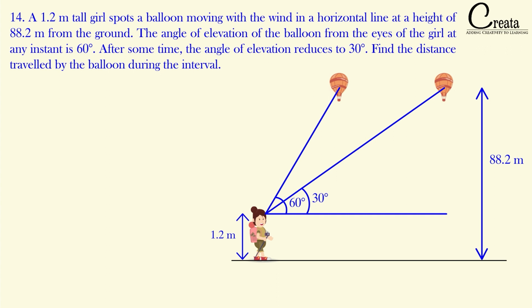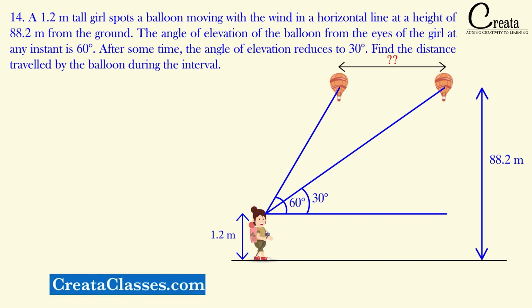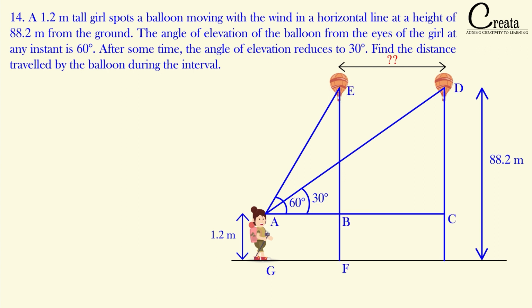In this question we have to find the distance traveled by the balloon, that is the distance between these two points. So this is the scenario given in the question. Here let's mark the different points as A, B, C, D, E, F and G. Are you able to observe the different triangles in the given figure? These two triangles are the right angle triangles in the given figure. Firstly the triangle ABE and the second is the triangle ACD. These are the two right angle triangles.